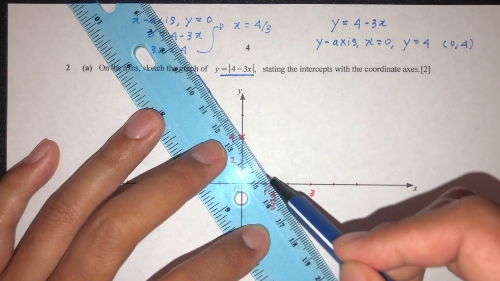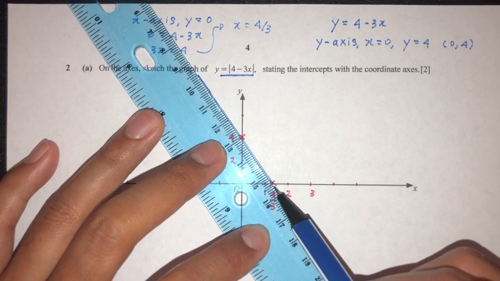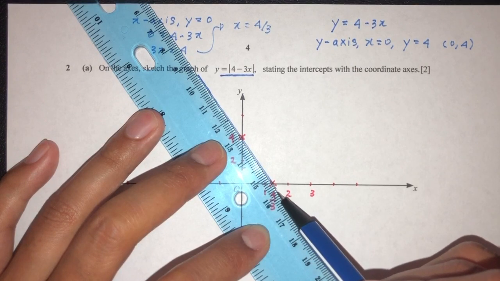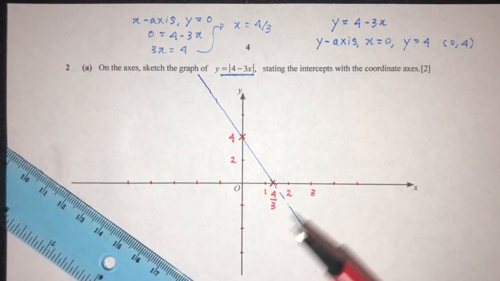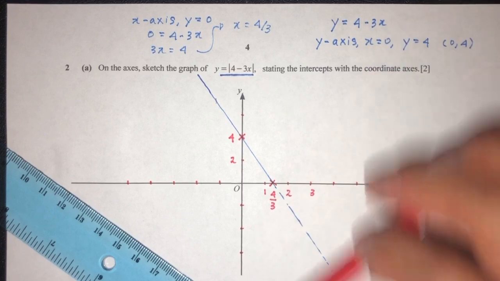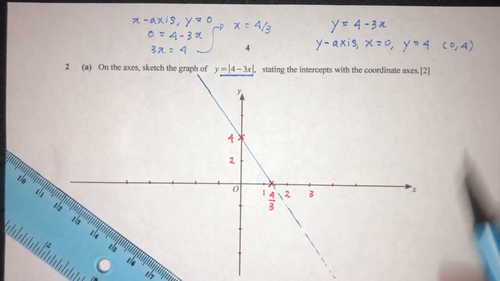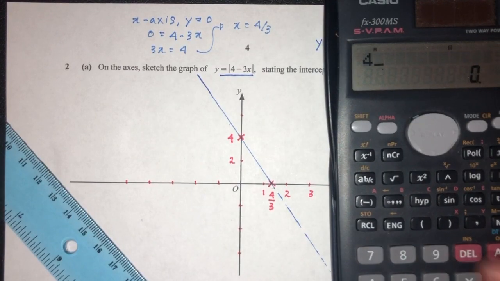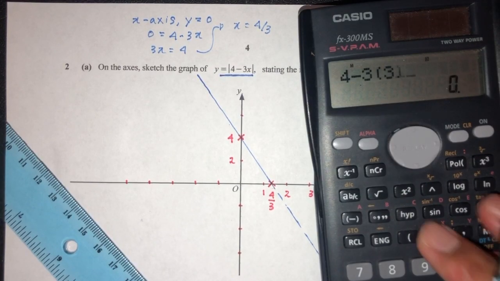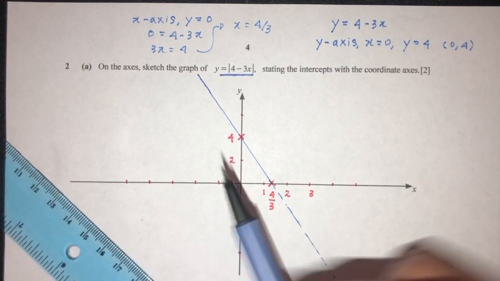Modulus means any value that goes below will be reflected upwards. For example, usually for the line without modulus, you will have this part as well. Now you have to be able to take this one and reflect it on top for the modulus sign. So let's see what point we can have here. Let's take 3. When x is 3, what is the value of y? That will be 4 minus 3 times 3, which is minus 5. So 5 will be somewhere over here as the modulus value.